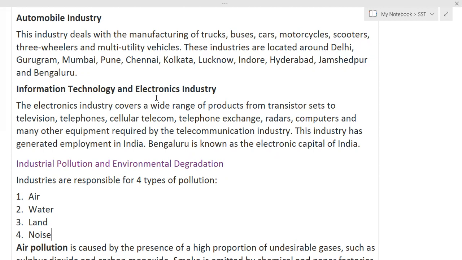Okay, so we'll again read all these cities: Delhi, Gurugram, Mumbai, Pune, Chennai, Kolkata. Delhi is the capital. Gurugram, I don't know where it is. Mumbai, we know it's in Maharashtra. Pune is also in Maharashtra. Chennai is in Tamil Nadu. Kolkata is in West Bengal. Lucknow is in UP. Indore is in Madhya Pradesh. Hyderabad, Jamshedpur, Bangalore. You know, Bangalore is known as the Silicon Valley of India. We'll see why after this. We'll see why Jamshedpur is said to be located in West Bengal. Yes, West Bengal.